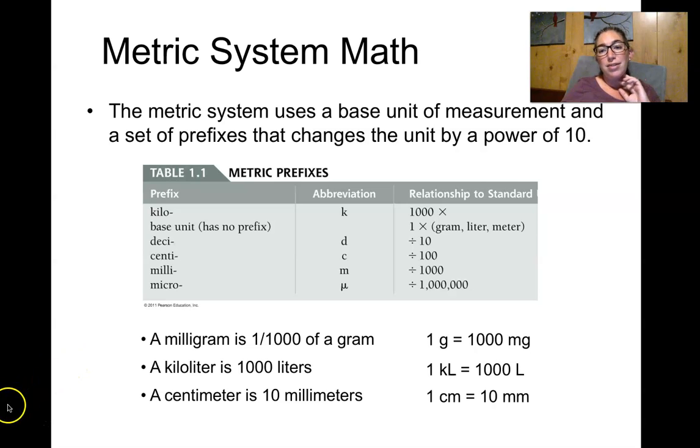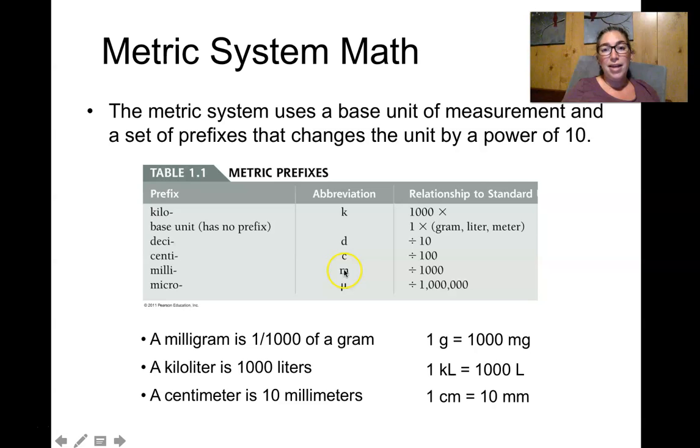So remember, the metric system makes this easy because everything is base 10. And then we use these prefixes to indicate multiples. The base unit is the base unit, so a liter or a gram or a meter. Okay, those are all base units. But then we add a prefix like kilo. Kilo, which is represented by a K, means 1,000. So a kilogram is 1,000 grams. A kiloliter is 1,000 liters.